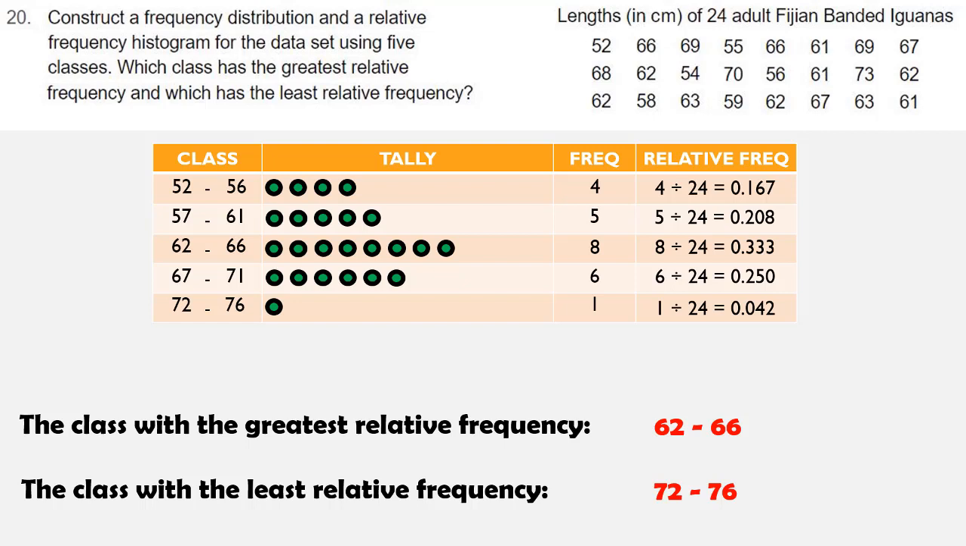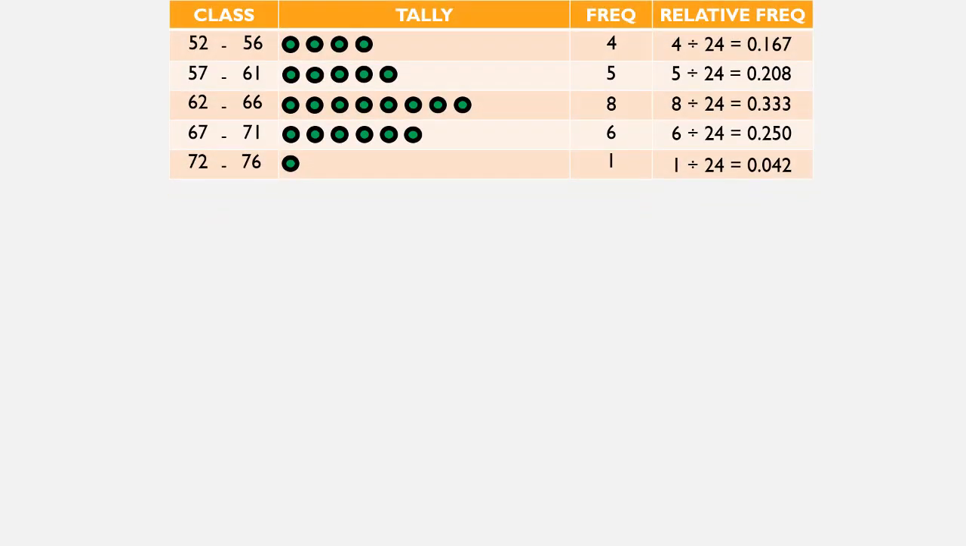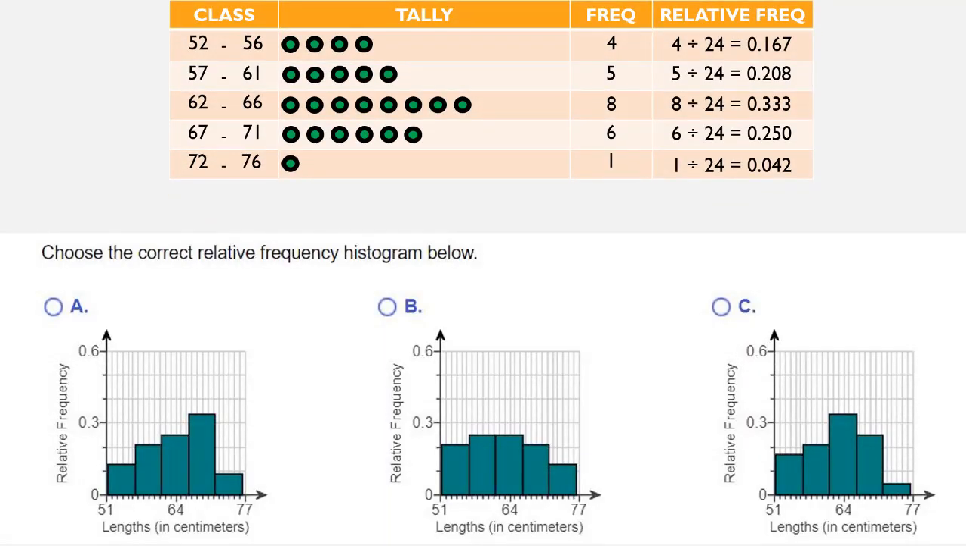We were also asked to build a relative frequency histogram. So we can go ahead and take that information and choose one of these graphs below. When we look at the information, we can see that the highest bar should be in the middle from 62 to 66. So which one of these graphs has its highest bar from 62 to 66? And the answer is graph C. And that's your answer.